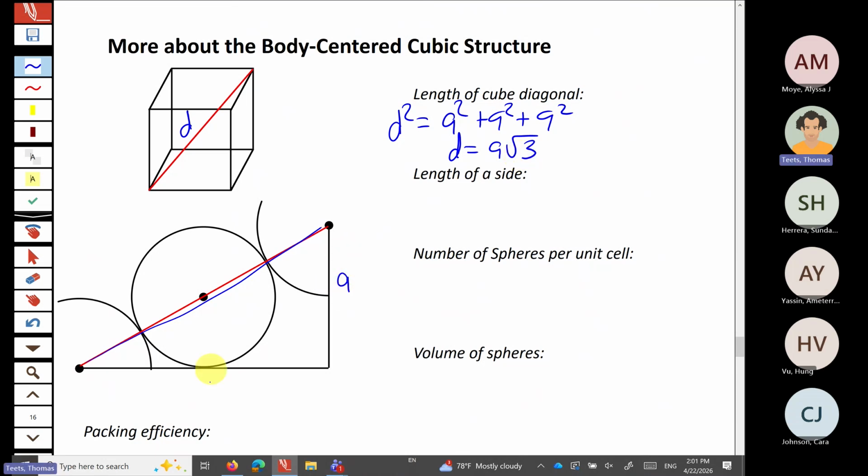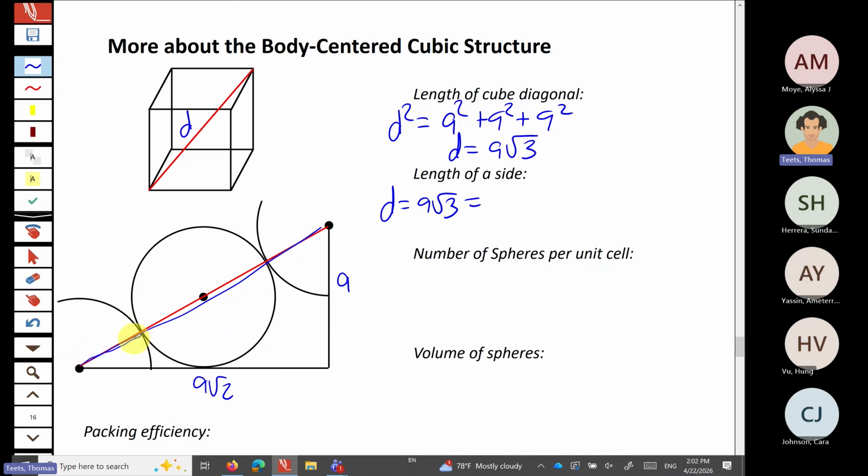So this is side length A, this is a radical 2, and then the diagonal here is a radical 3. So then if we want to define the length of a side in terms of the radius r, we know that the diagonal is equal to a times the square root of 3. And as we said earlier, that requires you to traverse through 4 times the atomic radius.